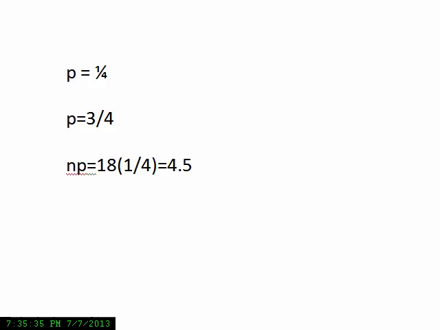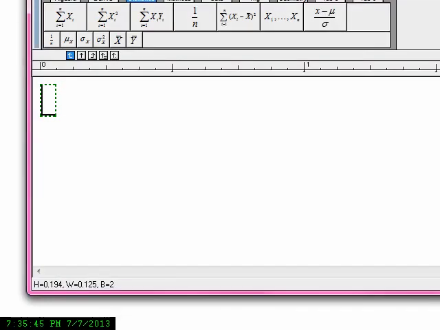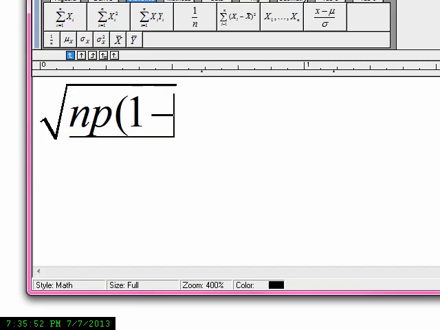And then to find the standard deviation, it's equal to the square root, and so let me use the math type to capture that. So it's equal to the square root of n times p times 1 minus p. Similar to the formula when we're doing the sampling distribution, not quite, but a little bit.